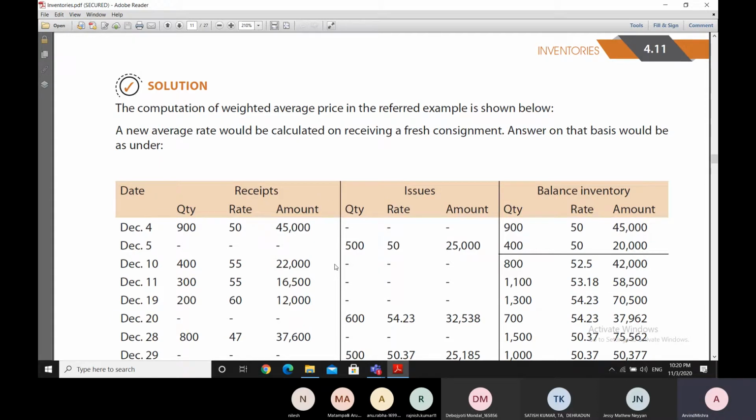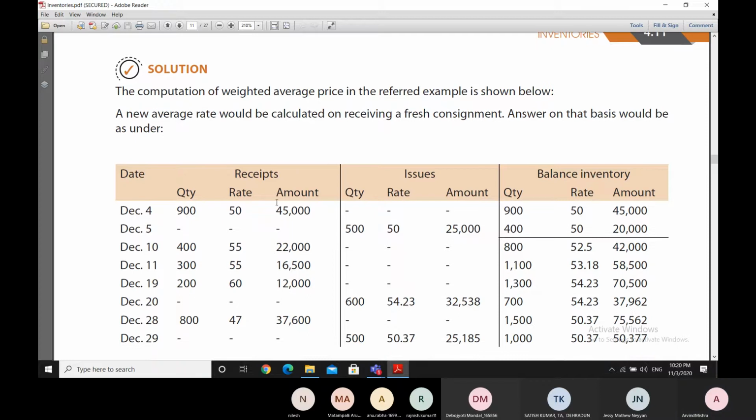So what is happening here is that on December 4, we have received 900 condensers at the rate of rupees 50, at the total value of 45,000 rupees. So we are taking receipts here, issues, and the inventory. Nothing was issued on this day, and therefore inventory is the same. Then on December 5, we are issuing 500 items, and the rate is the same, 50 rupees. So that has been issued, and therefore if 500 have been issued, 400 are remaining, and 400 are shown in the balance here.